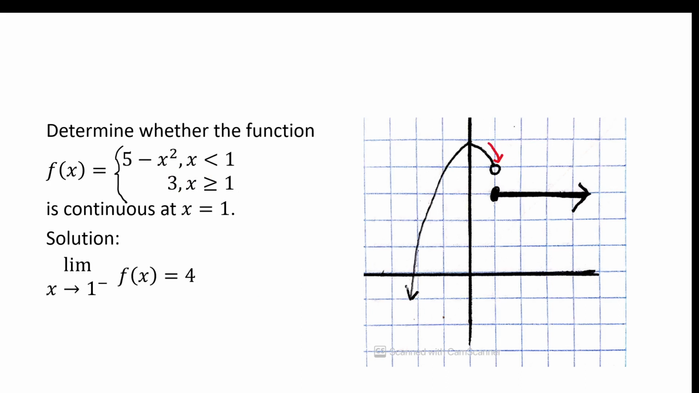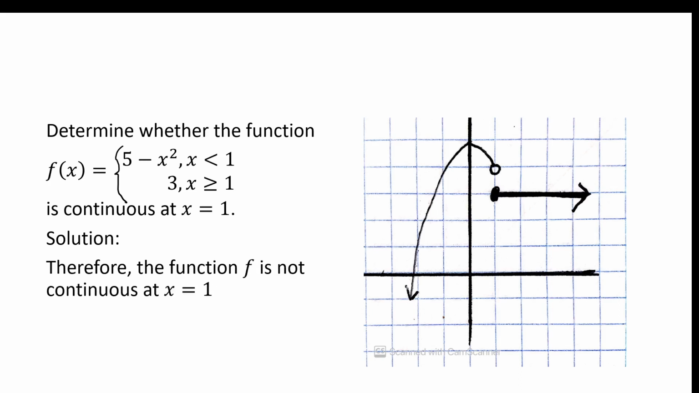And then f at 1 exists, but now we want to determine if the limit as x goes to 1 of f of x exists. So we approach it from the left-hand side as shown by that red arrow. The limit as x goes to 1 from the left of f of x is equal to 4. And now as shown by that red arrow, the limit as x goes to 1 from the right of f of x is equal to 3. That means the limit as x goes to 1 of f of x doesn't exist. So f of 1 exists, but the limit as x goes to 1 of f of x doesn't exist. That means f is not continuous at x equals 1.